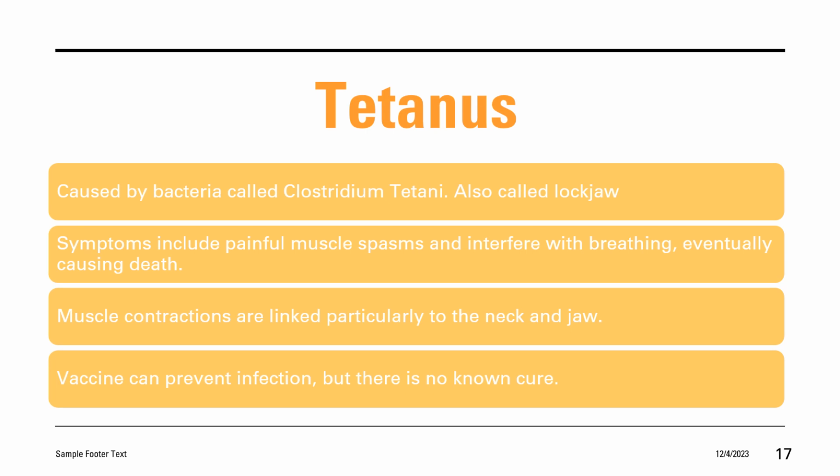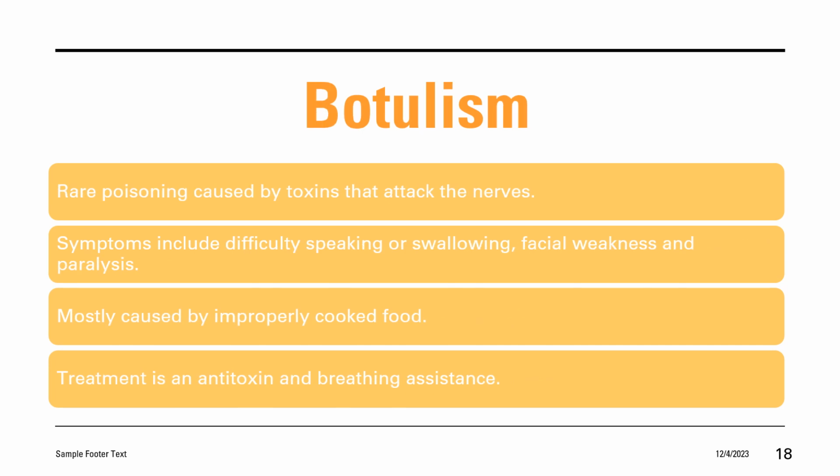Tetanus, which is also called lockjaw, is caused by the bacteria Clostridium. Symptoms of this include painful muscle spasms and interference with breathing, eventually causing death. Muscle contractions are linked particularly to the neck and jaw, giving it its name, lockjaw. A vaccine can prevent infection, but there's no known cure.